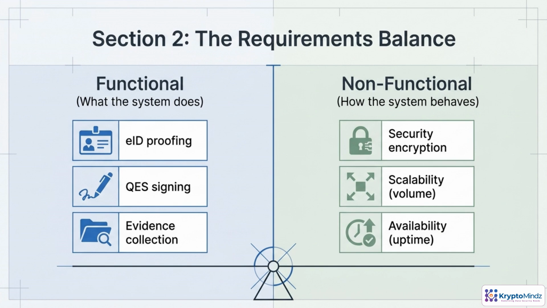This slide gives the big picture of what the architecture must deliver. Functionally, it has to support remote identity proofing with different options, enable creation and use of qualified electronic signatures for contracts, and capture solid evidence and audit trails for every step. Non-functionally, it must be secure, handle high onboarding and signing peaks, remain highly available and resilient, and provide full compliance, traceability, and retention of records.